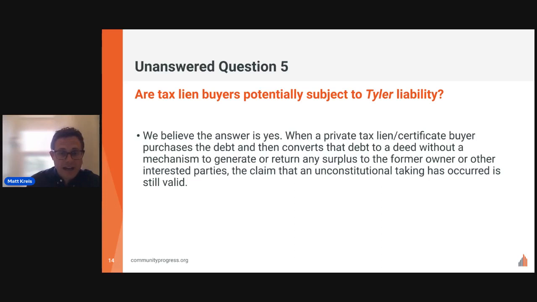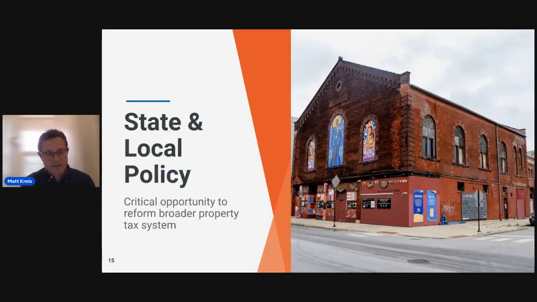We do believe that a claim that an unconstitutional taking has occurred is still a valid claim. Certainly, we believe that there's still liability out there, or risk of liability, for local governments, counties, and foreclosing units, maybe states, and potentially even for tax lien buyers in that certain situation. Next.